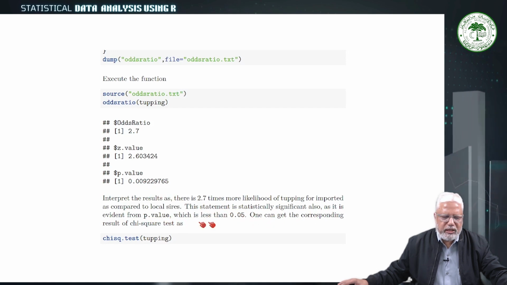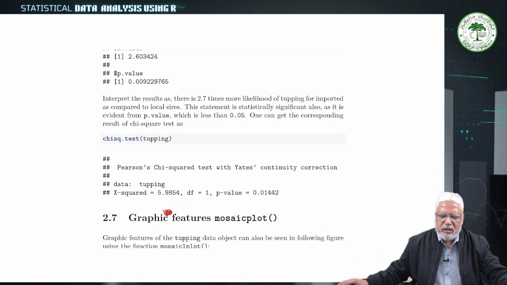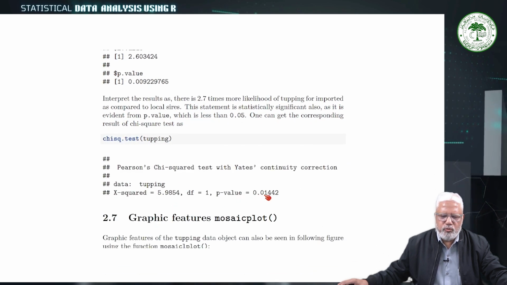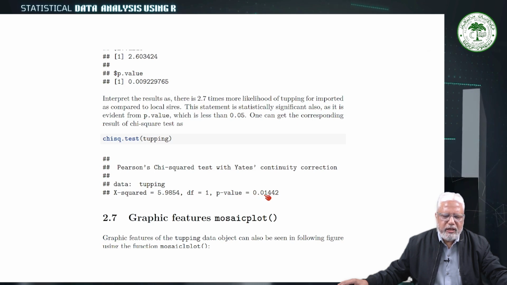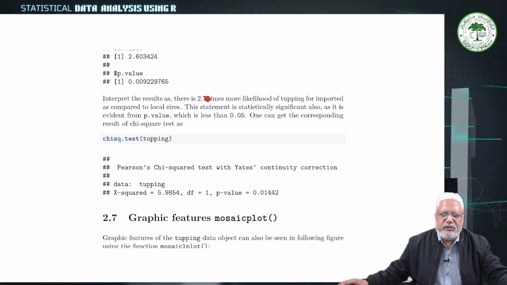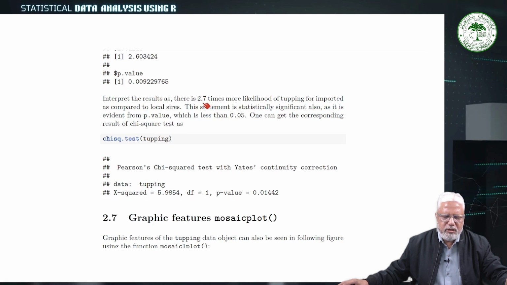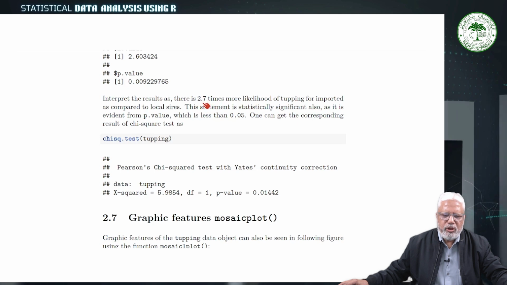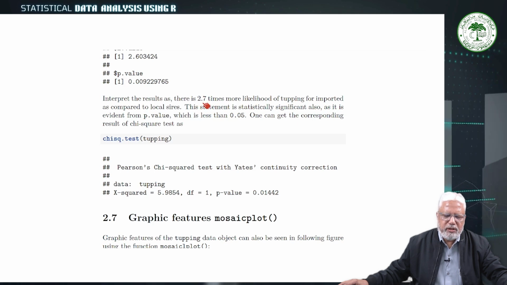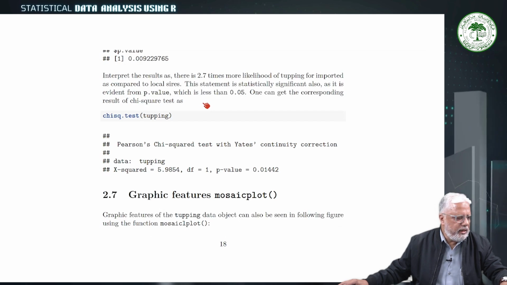One can get the corresponding result of the chi-square test, chisq.test. Here the p value is 0.01. Again we get the same result, but there is no interpretation of this type, which is always there with odds ratio analysis. So odds ratio analysis is always better than the chi-square test of independence.